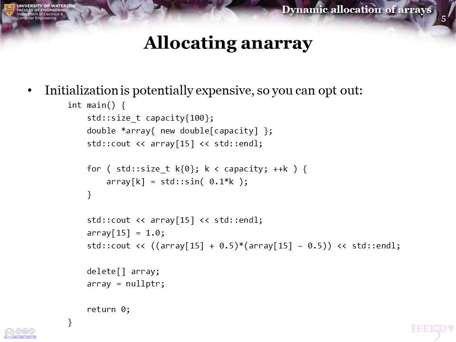So, if we were to execute the program, here's what we see. The value at that entry of the array is something very small, but that's just interpreting whatever's there as a double. When we next print out what's at array 15, that is sine of 1.5. We set that to 1, and then we print out the calculation of 1 plus 0.5 times 1 minus 0.5.